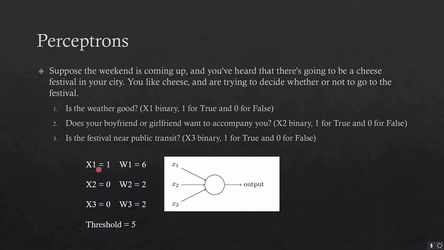We have x1 multiplied by w1: 1 multiplied by 6, plus 0 multiplied by 2, plus 0 multiplied by 2. In the end we have a value of 6, and since 6 is bigger than 5, the result should be go, yes. Now if we change this to 0, 1, 1, we multiply 0 by 6, 1 by 2, plus 1 by 2, and we get 4, and 4 is smaller than 5, so that means we don't go. As you can see, the weight of this question is so heavy that it makes the other two questions not matter. In this case it's just an example, so it doesn't really matter.